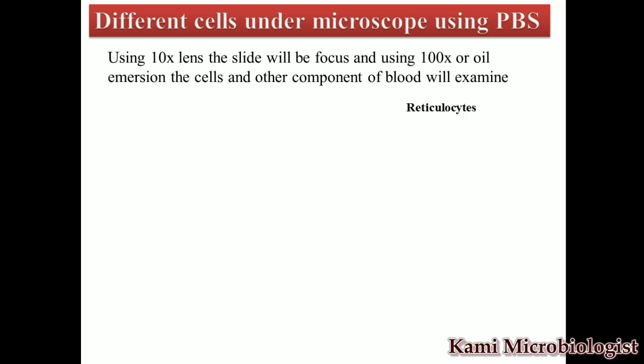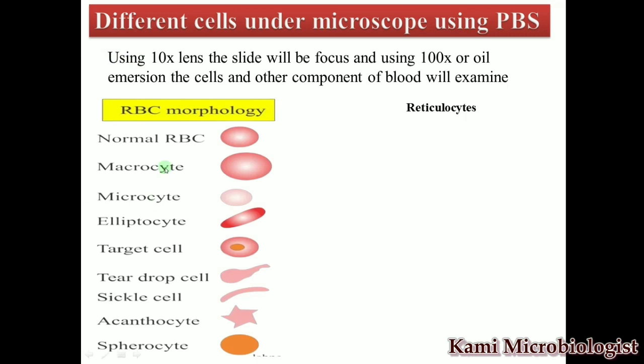Once you focus it, for cell studies, you have to use the 100x lens, which is also called the oil immersion lens. Using this lens, you will easily visualize all the blood cells and other components as well. So let me show what type of cells you will easily see. These are the cells, as you can see; these are the RBCs.